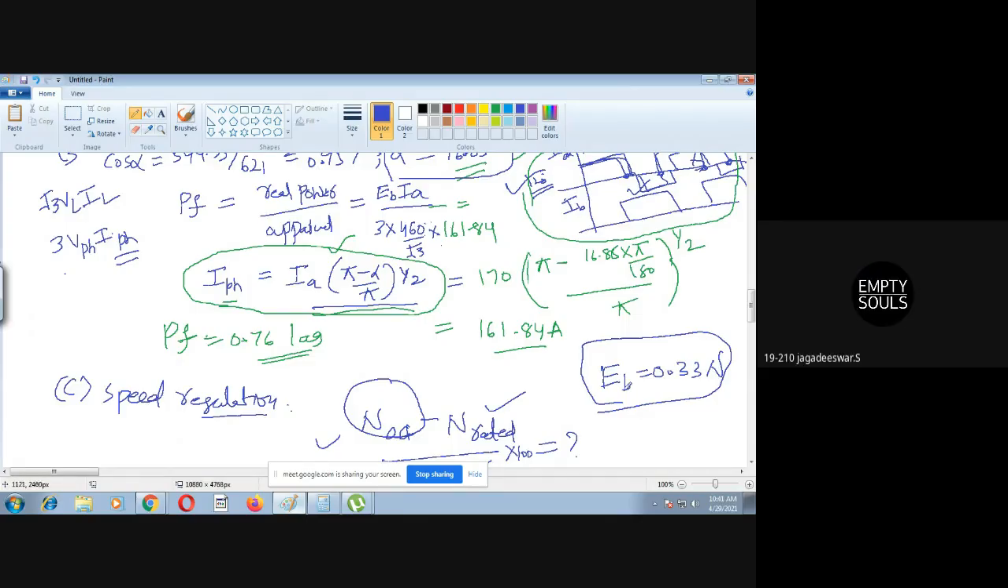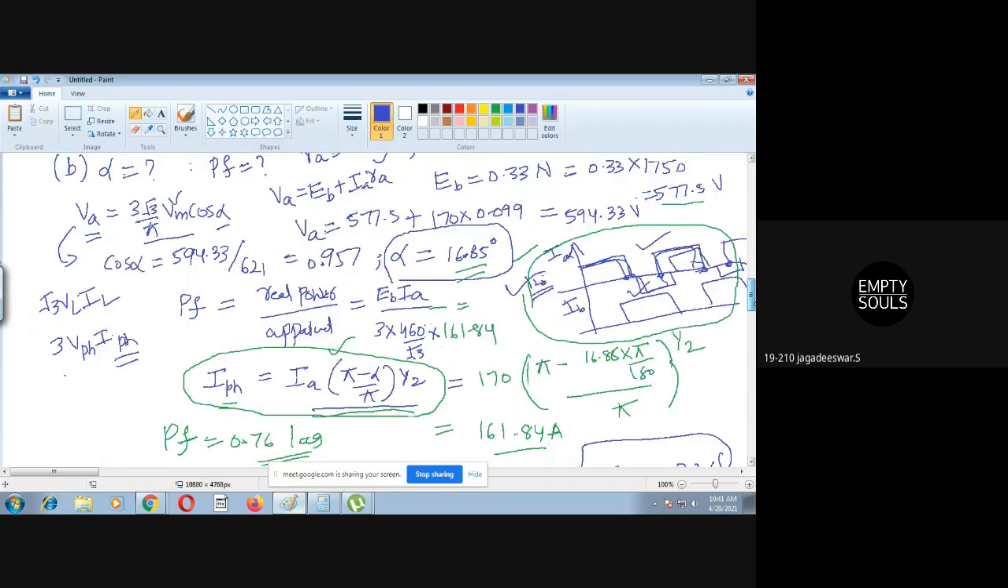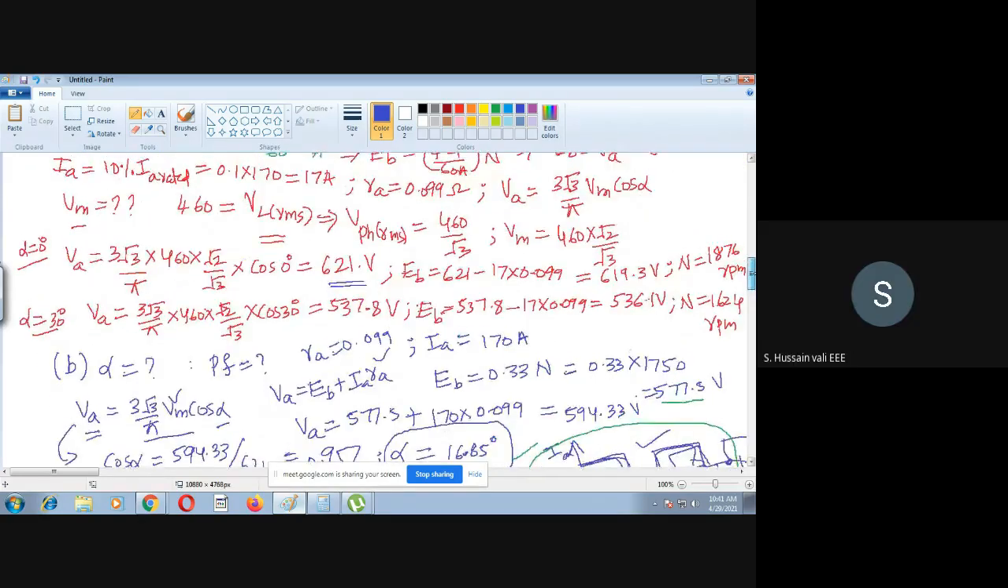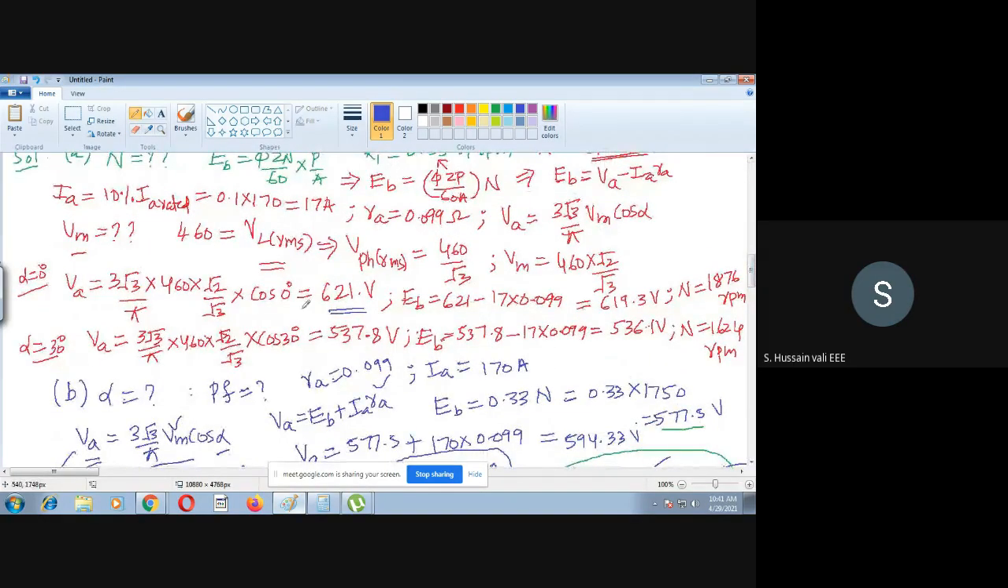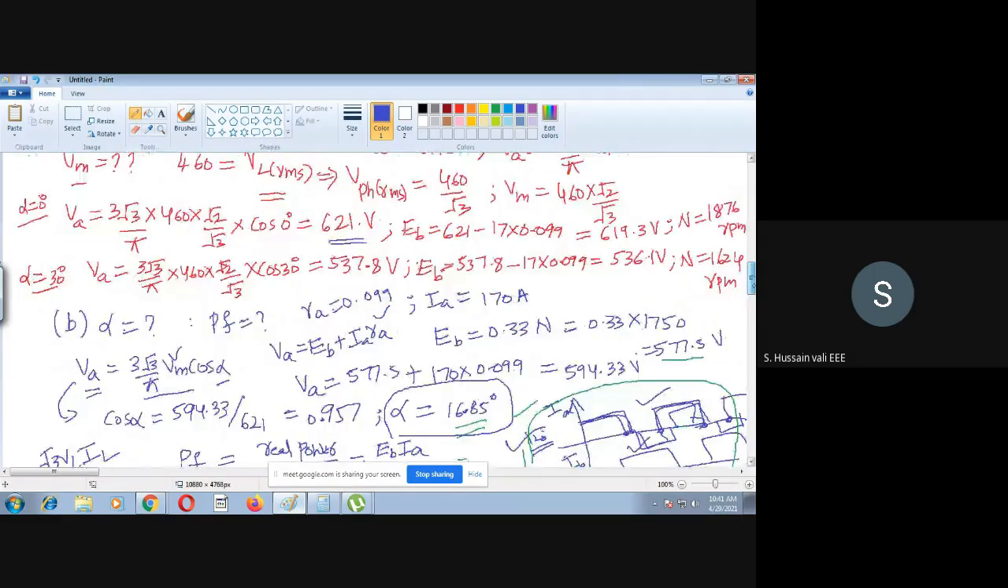In the first problem we found the speed at alpha equal to 0 and alpha equal to 30. Similarly, for alpha equal to 16.85, you have to find out VA, just like for alpha equal to 0 and alpha equal to 30. Then for 16.85, once again we'll find out EB. Then we'll get some answer here, and from that answer we'll find out N. This is how you do that. So what is EB then?